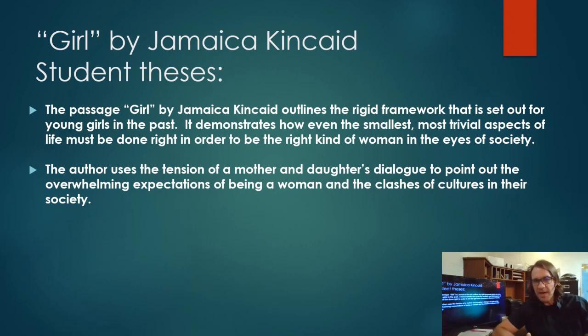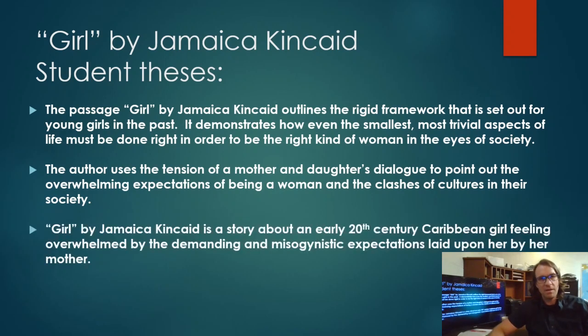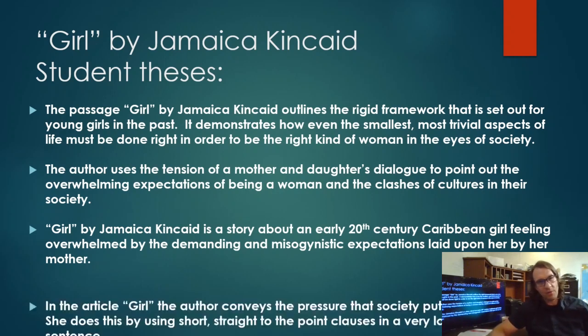This one's a little bit more problematic because it's not really a dialogue. The daughter maybe tries to make it one, but it's not. And maybe that's part of the point, that it's not a dialogue, and it needs to be. "Girl by Jamaica Kincaid is a story about an early 20th century Caribbean girl feeling overwhelmed by the demanding and misogynistic expectations laid on her by her mother." Okay, so that one, it's leaning a little bit more towards summary, but they definitely got it, and they have a lot we can work with there, right? They understood what it was about, and so as we move forward in our analysis, try to find more of that nuance and interesting stuff, but workable.